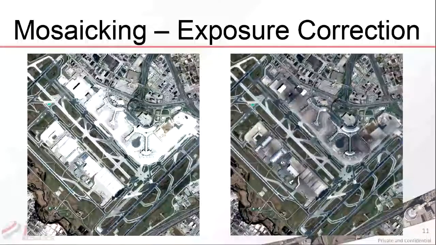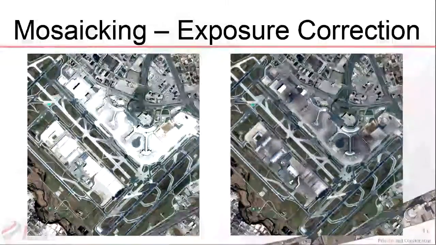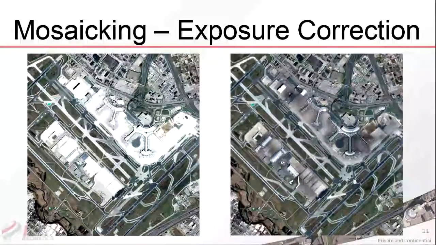But if you look at some of the dark areas, for instance, the river in the lower left-hand side or the dark asphalt on the runways, we're not darkening the entire image. We're just bringing out the detail in those very bright areas. So we're maintaining the image integrity, but providing more information and a more pleasing image as well.